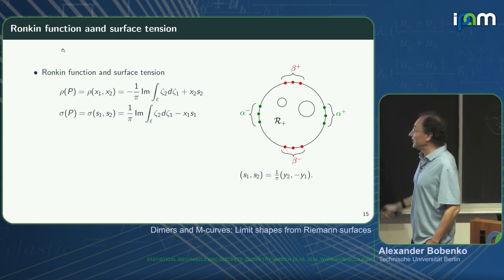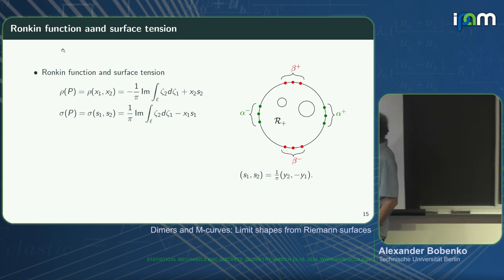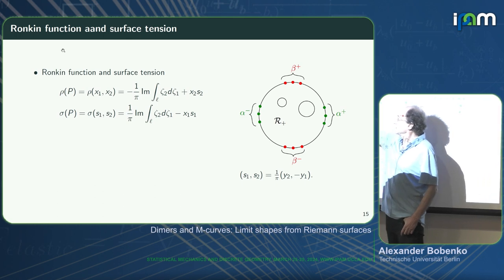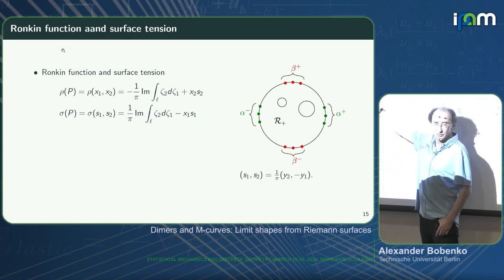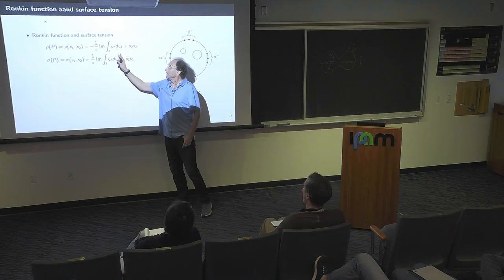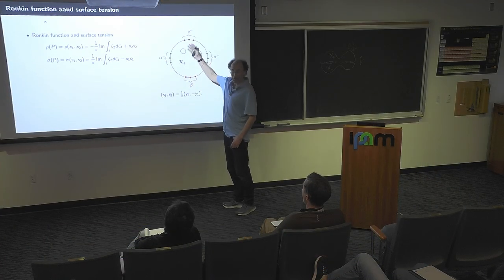But here you simply do the following. You remember these were Abelian integrals. Zeta 2 is an Abelian integral. This is a differential. So this thing is a differential on R plus.